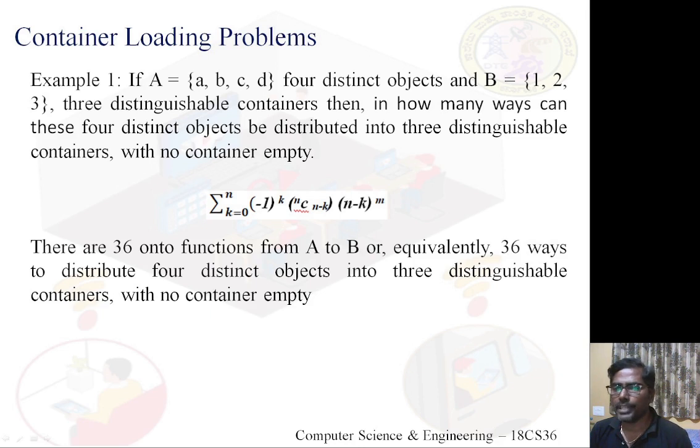We are very clear, it's nothing but the number of onto functions that are possible from a set with 4 elements to a set with 3 elements. So substituting m equals 4, n equals 3 in the summation, we are going to get the answer as 36. So there are 36 onto functions. That means there are 36 ways of distributing these 4 distinct objects among 3 distinct containers with none container left empty.